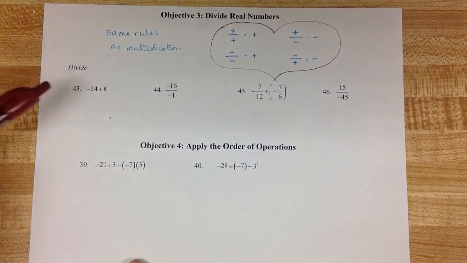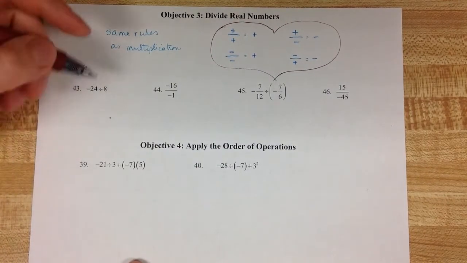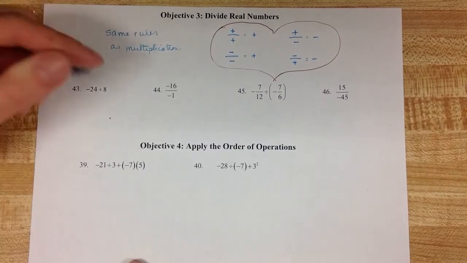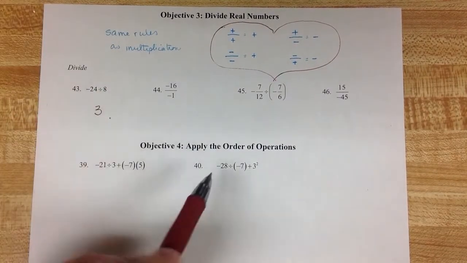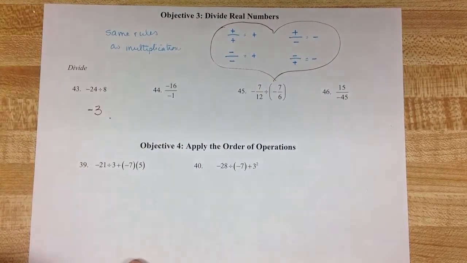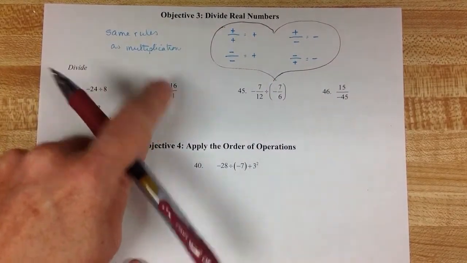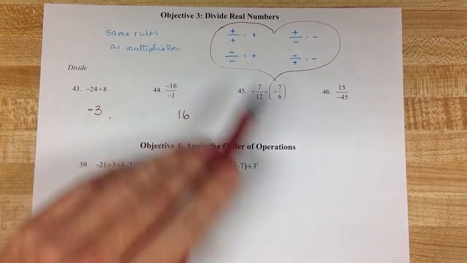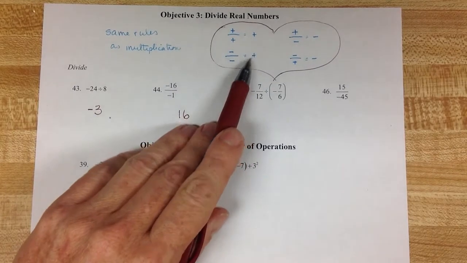So, looking at this first problem, negative 24 divided by 8, think of just 24 divided by 8 is 3, and since we have a negative divided by a positive, the answer is going to be negative. 16 divided by 1 is 16, and since it's a negative divided by a negative, our answer is going to be positive.